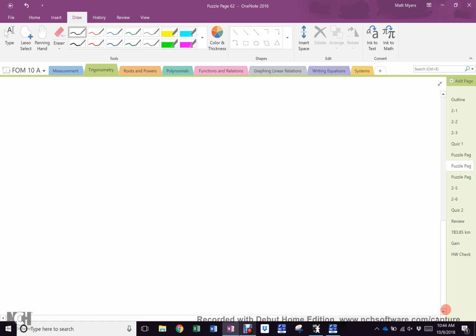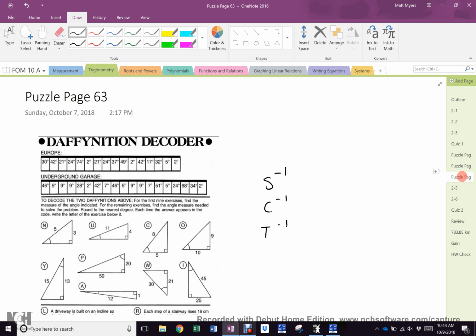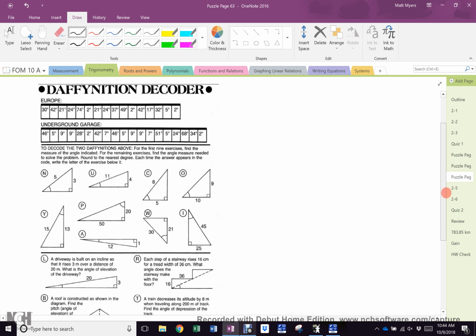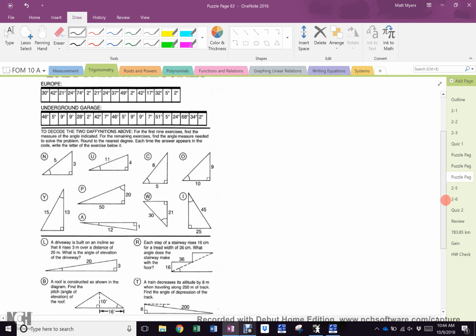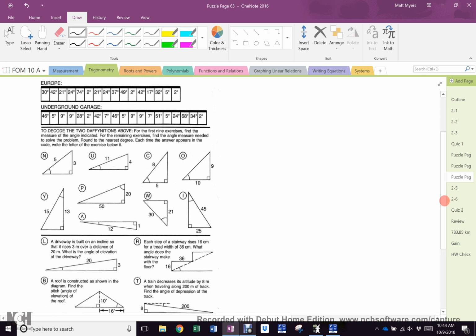Last page. $10.44. I'll give you till, what do you figure? 10.50? You're getting pretty fast at these.